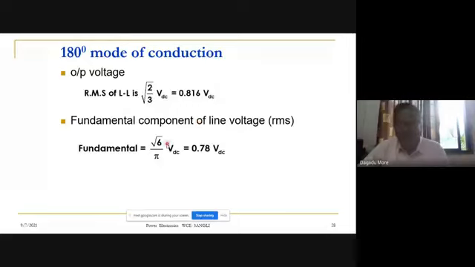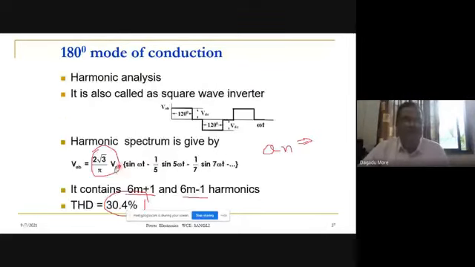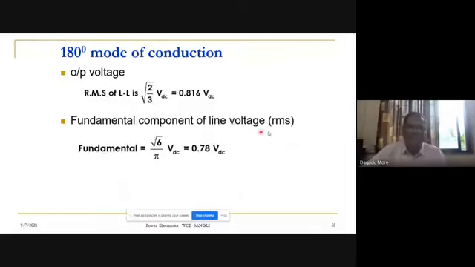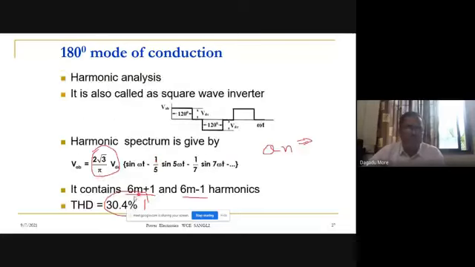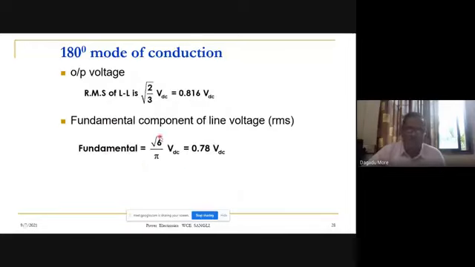And our fundamental component of line voltage is the peak amplitude of line voltage divided by root 2. So it will be root 6 by pi into VDC. That will be the fundamental component of RMS line voltage, and this will be equal to 0.708 VDC.